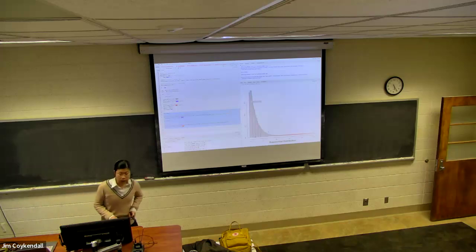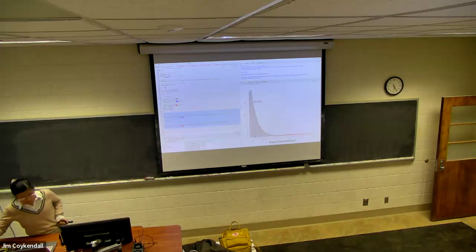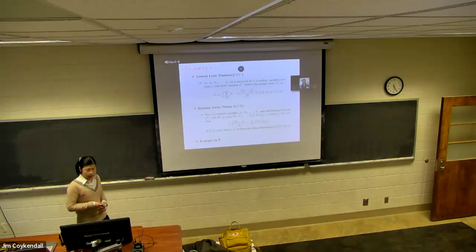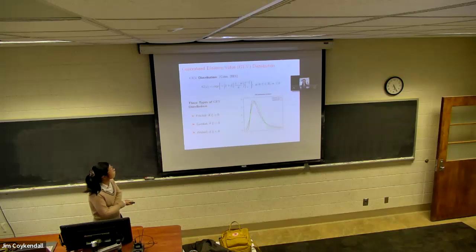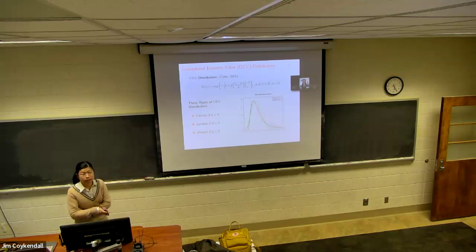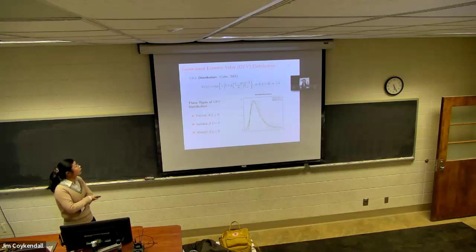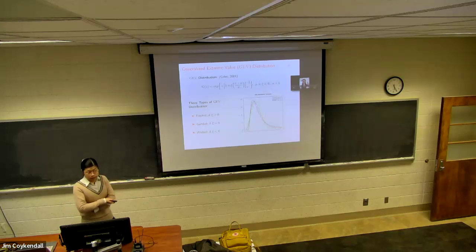So since we are studying extreme rainfall events, we'd better choose some reasonable distribution to model it, right? So in here, as we mentioned before, extreme value theory provides a theoretical foundation for us to model the distribution of extreme rainfall events. And the distribution can be expressed in this way.